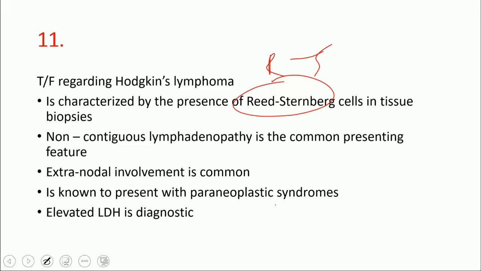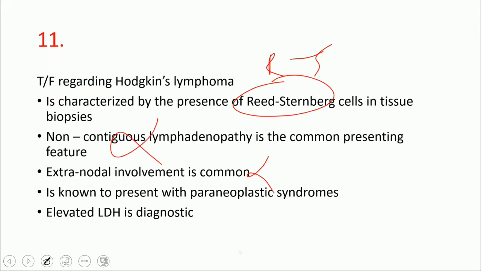Right? So Hodgkin's lymphoma, it is a contiguous lymphadenopathy. In Hodgkin's lymphoma, extranodal involvement is very, very rare. It usually sticks to the lymph nodes. It is in non-Hodgkin's lymphoma that it goes extranodally, it spreads into the bloodstream, causing a leukemic phase, right?